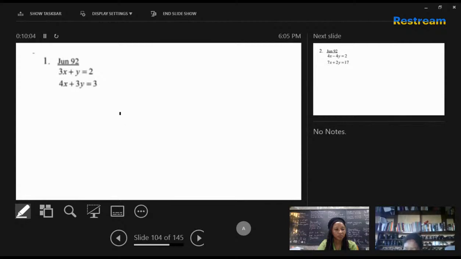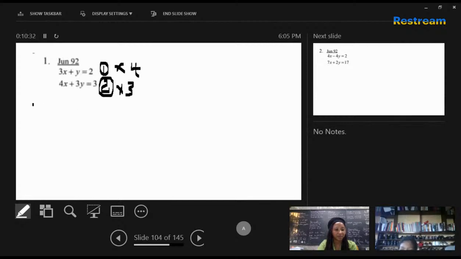Miss, we're going to multiply the first equation by... So let's number the equations. That's equation 1 and that's equation 2. You're saying we're going to multiply equation 1 by 4, and multiply equation 2 by 3. All right. So when we do that, what are we going to have?